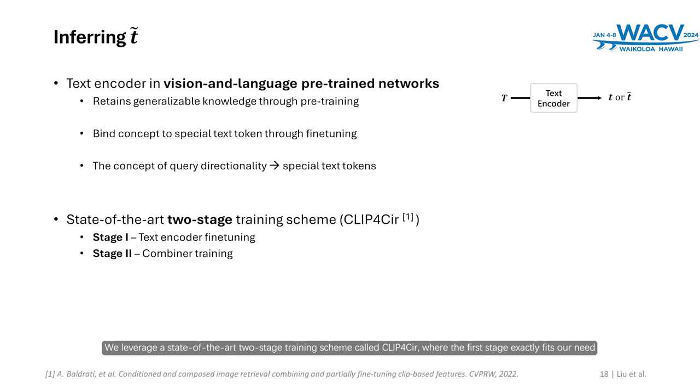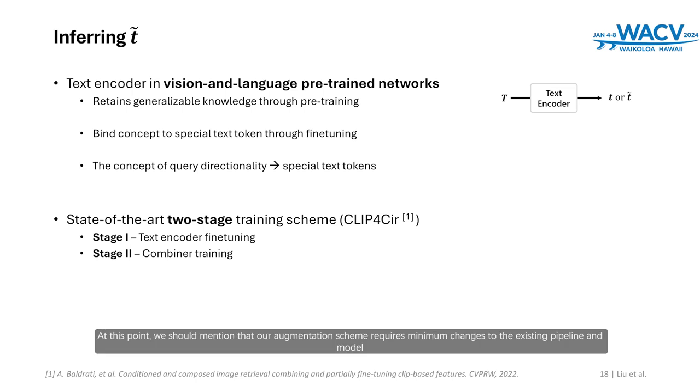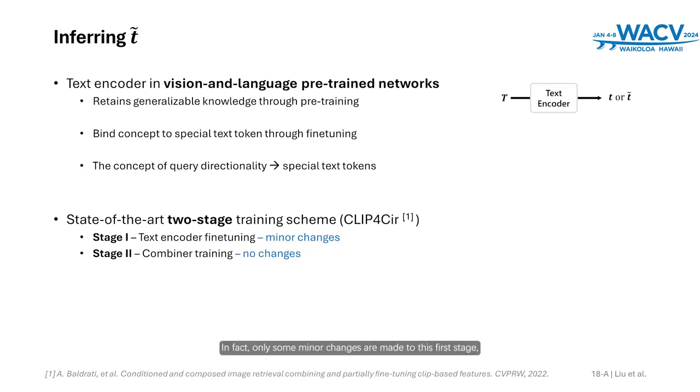We leverage a state-of-the-art two-stage training scheme called CLIP4CIR, where the first stage exactly fits our need. Following that, the second stage is the training of a model termed the combiner. At this point, we should mention that our augmentation scheme requires minimum changes to the existing pipeline and model. In fact, only some minor changes are made to the first stage, while the second stage and the combiner model is completely unchanged. Importantly, there is no change to the inference pipeline at test time.